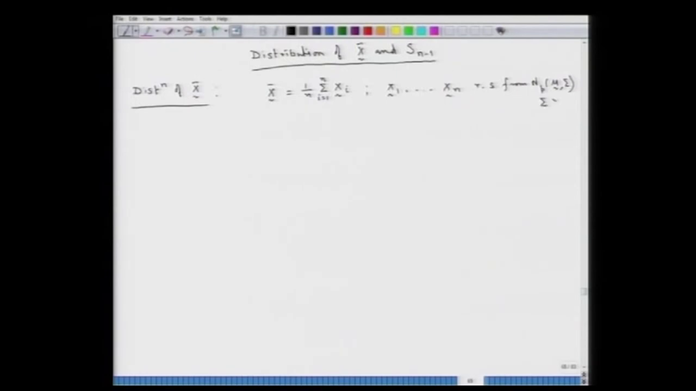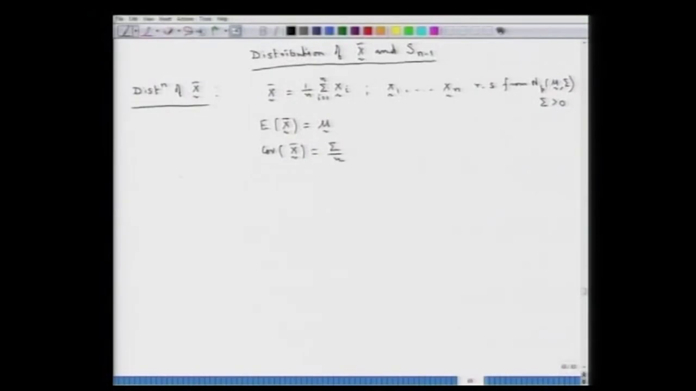Sigma is positive definite. Under such a situation, what is the distribution of this x bar, the sample mean random vector? What we have already obtained is that the expectation of x bar is mu, that is, it is an unbiased estimator of mu, and that the covariance matrix of x bar, irrespective of multivariate normality of the underlying distribution, is sigma by n. Now, in order to see what exactly is the distribution of x bar, we will look at the definition of the multivariate normal distribution.